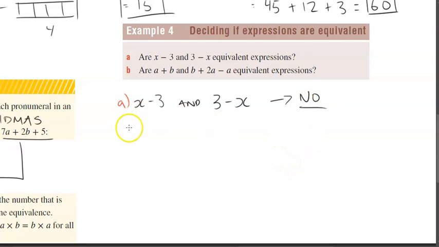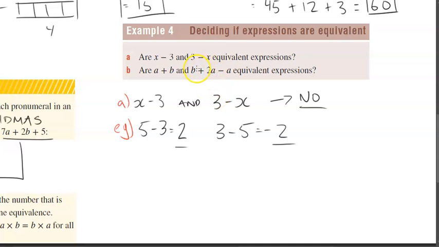The reason why is that if we choose an x value, let's say x is equal to 5, then 5 minus 3 will give me 2. But if I did 3 minus 5, this will give me negative 2. And 2 and negative 2 are not the same. They're not equivalent. You can try every single x value. The only x value that will make it equivalent is when x is equal to 3, because that will give us an answer of 0.